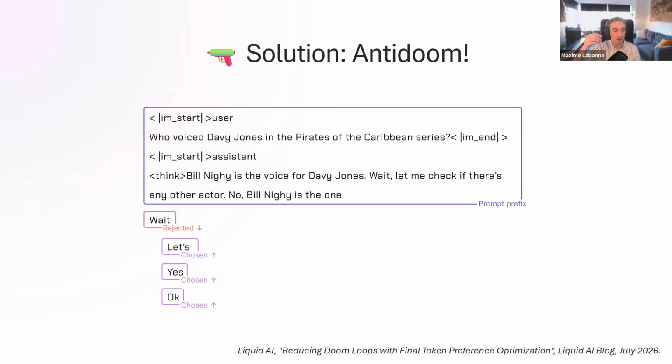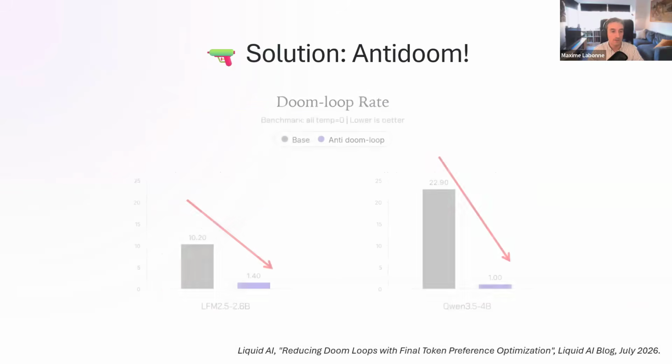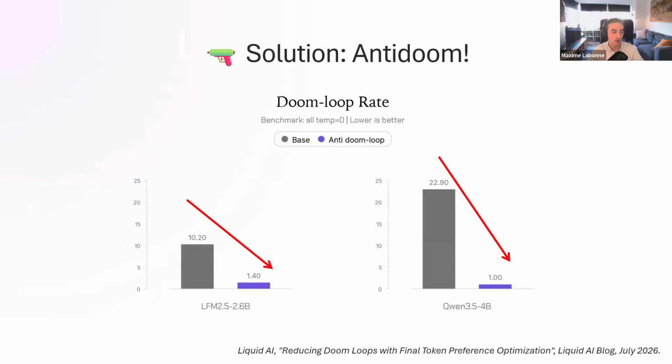So here's an example where you have this generation from the model that is starting, and then after the wait token, it creates a doom loop, which is a very common scenario. So what we do here is we teach the model to reject this particular wait token, and we want it to replace it with let's, yes, or okay tokens. And that is very successful because you can see the doom loop rate going from 10.2% with our model to 1.4%. And even with Qwen 3.5 4B, it goes from 22.90% to only 1% of doom loops.